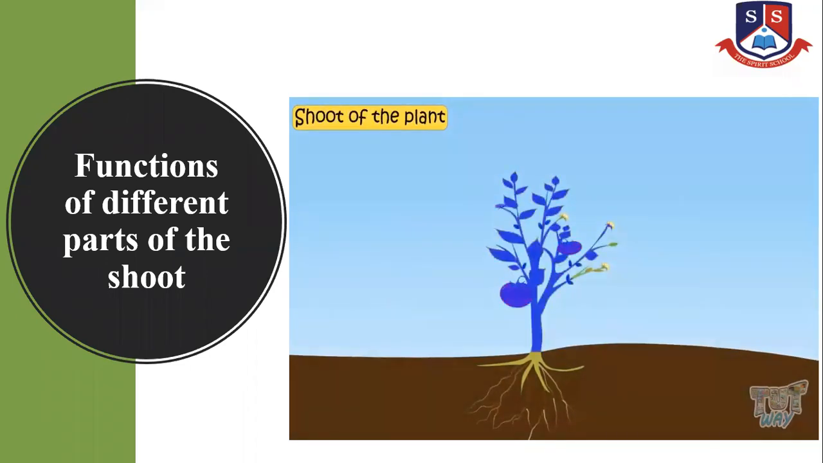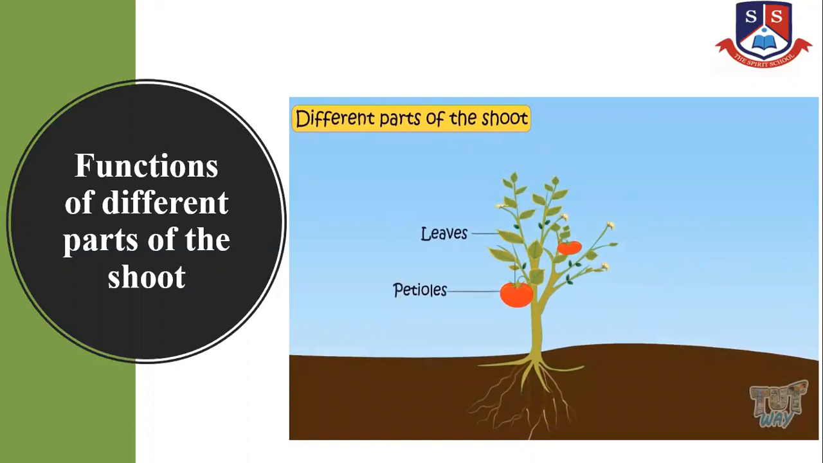The part of the plant that grows above the ground is called shoot. Now let's see different parts of the shoot. Leaves, petioles, nodes, buds, flowers, fruits, and branches are all different parts of shoot, and each part plays a different role.